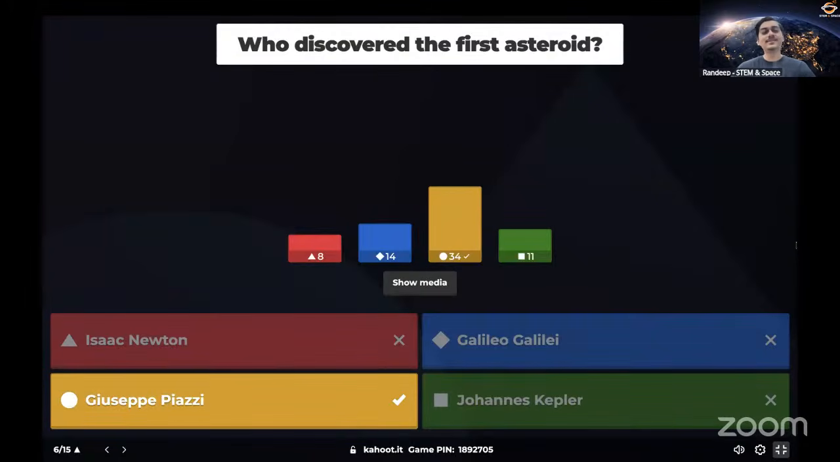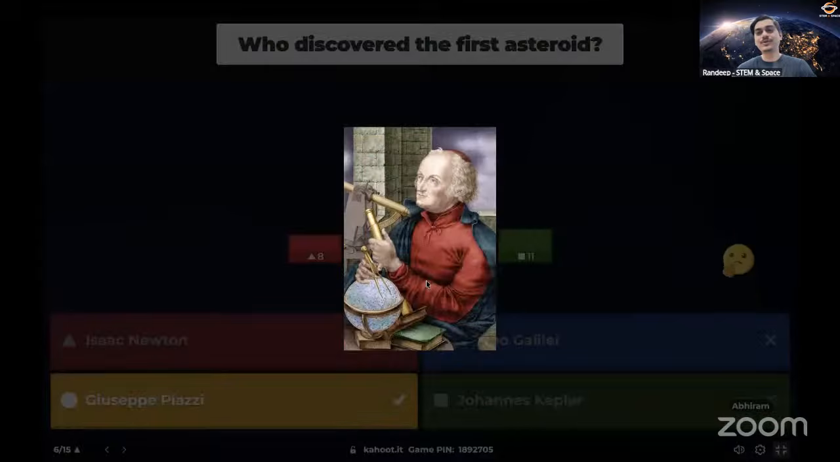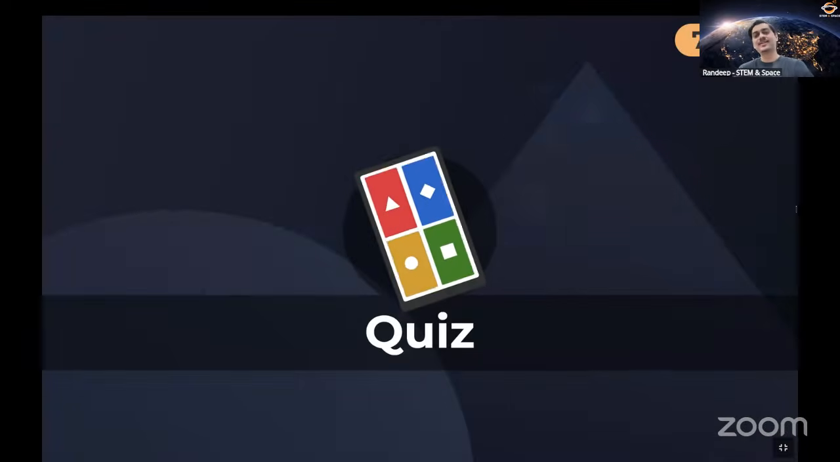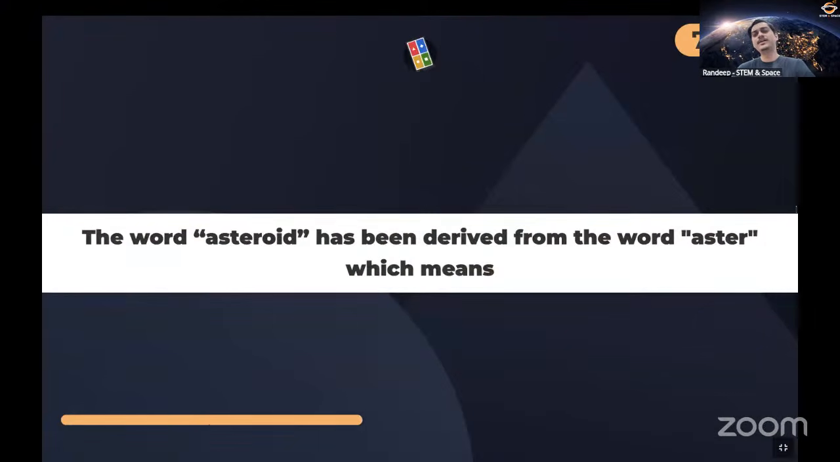And the correct answer itself is Giuseppe Piazzi, which we were again covering during the recap itself. So he was the one who discovered the first asteroid over 200 years ago, in 1801. So let's look at the next one. The word asteroid has been derived from the word aster, which means.